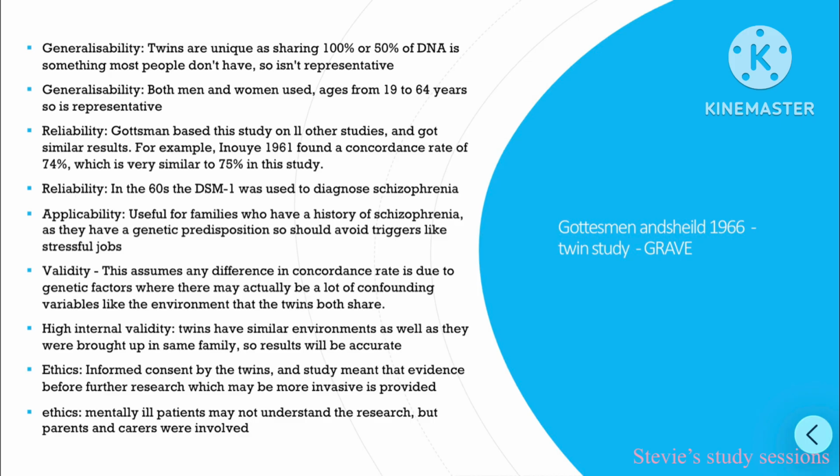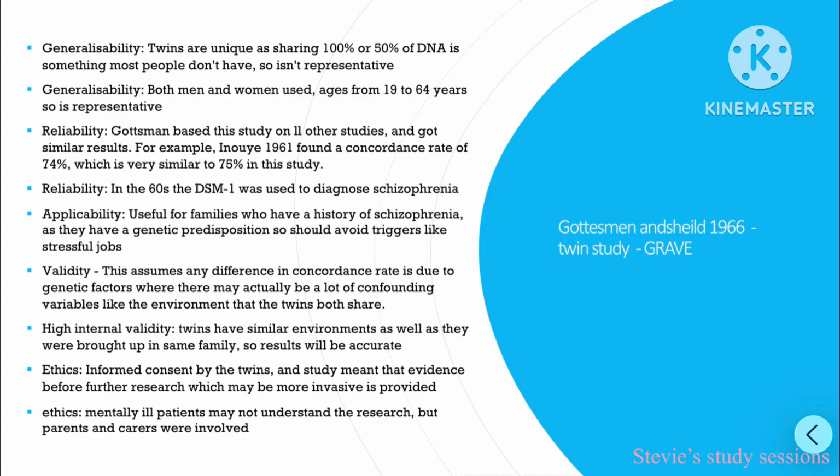Strengths and weaknesses. Generalizability. Twins are unique, sharing 100% or 50% of DNA. Most people don't have this, so it's unrepresentative. However, both men and women were used, from ages 19 to 64. Reliability. Gottesman based the study on 11 other studies and got similar results.